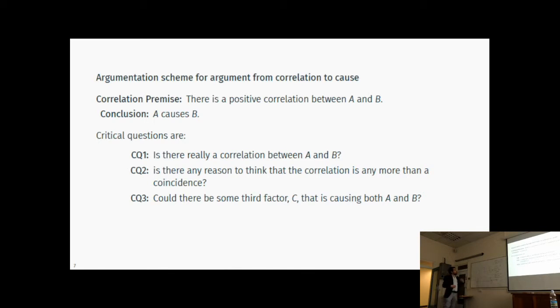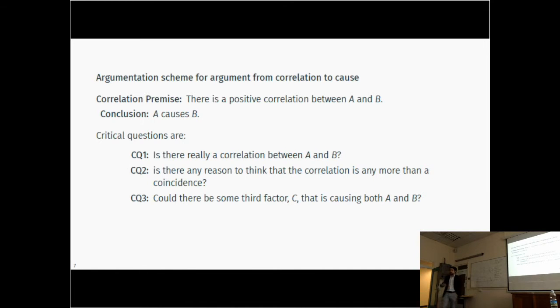This is the argumentation scheme of argument from correlation to cause. It means that if your conclusion is that A causes B, then you might want first to prove that A and B are correlated. And so this is the structure of an argument.